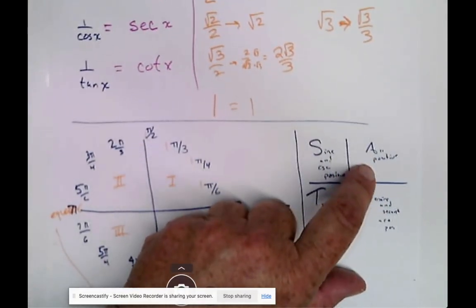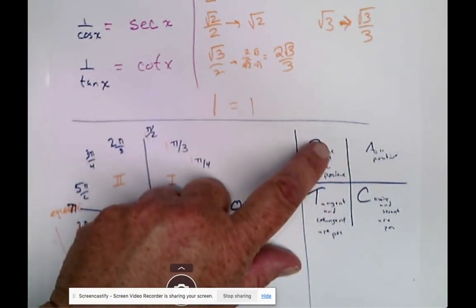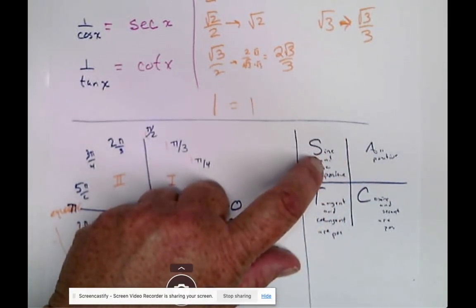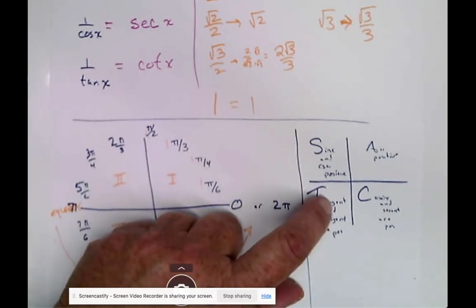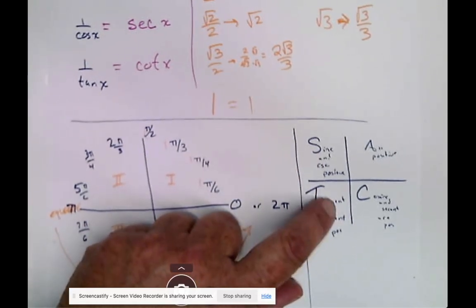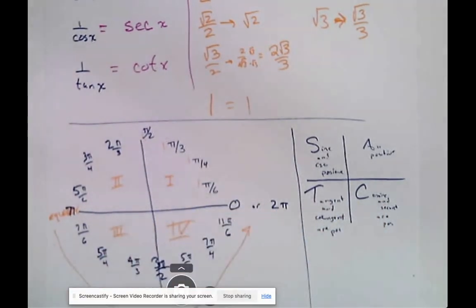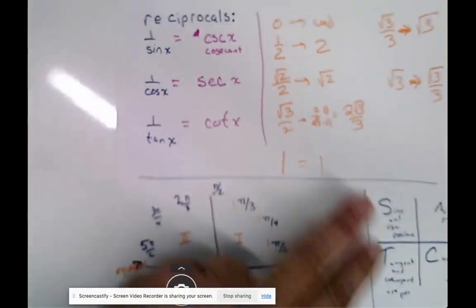In quadrant 1, all the trig values are positive. Quadrant 2, only sine and its reciprocal, which is cosecant, are positive. Quadrant 3, only tangent and cotangent, which is the reciprocal, are positive. And in quadrant 4, only cosine and its reciprocal secant are positive. Ooh, that's my crash course.